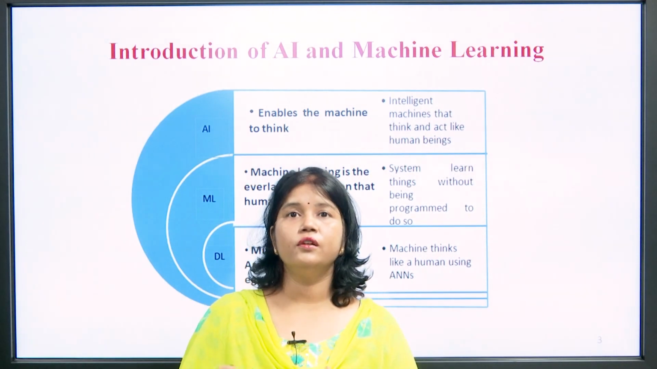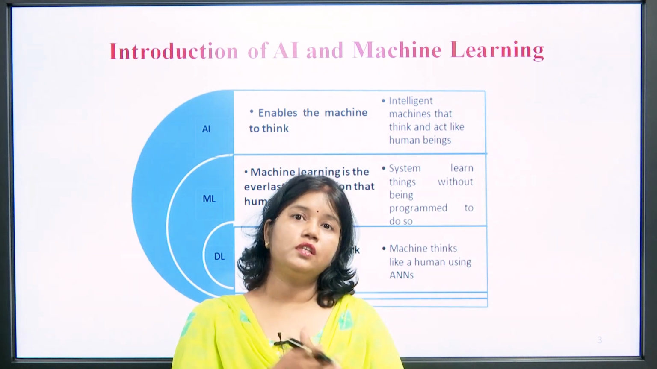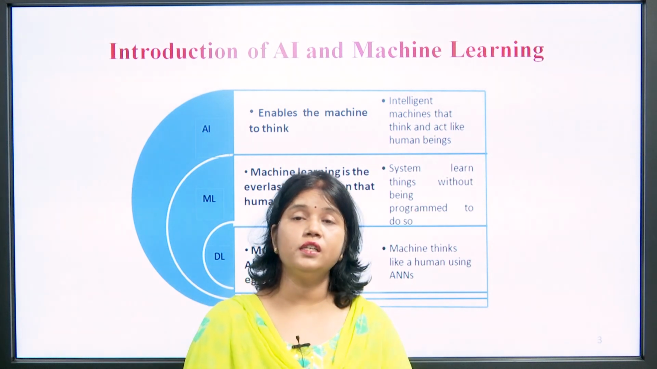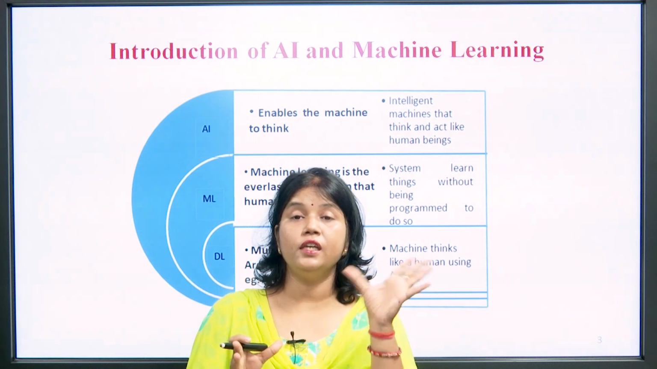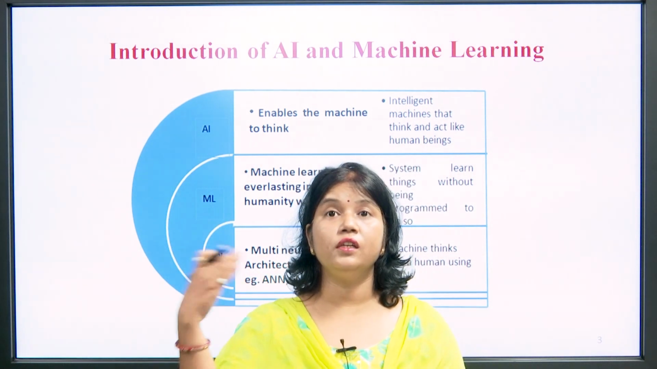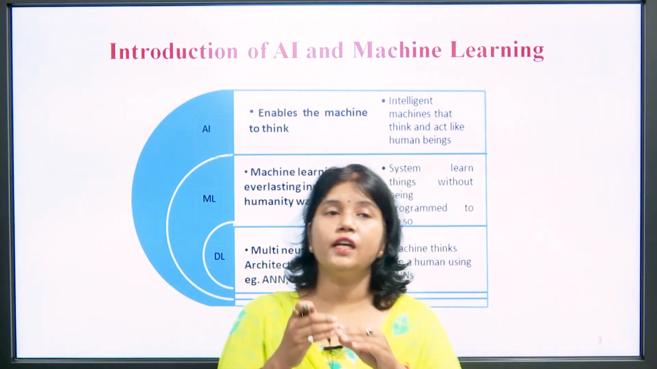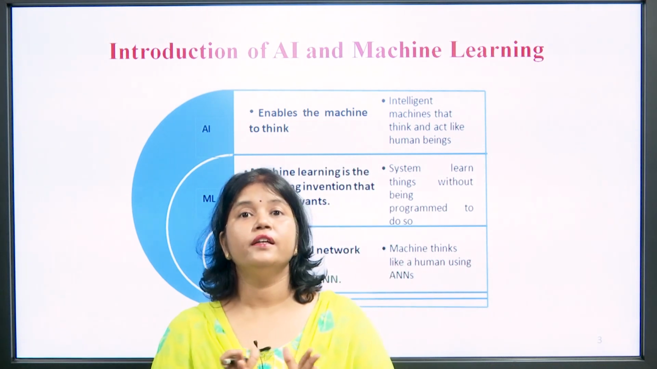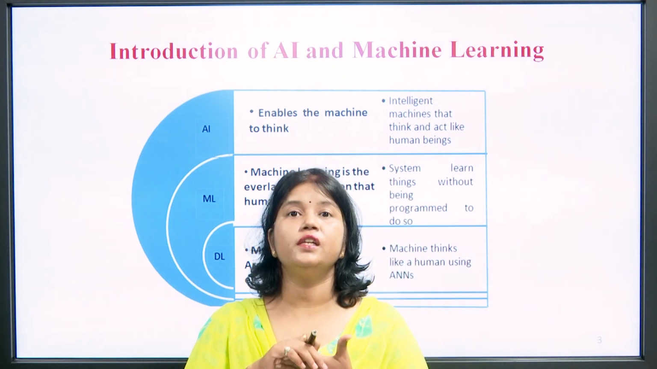Initially, just imagine what you have learned till now: what artificial intelligence is, where machine learning exists, where deep learning exists. Artificial intelligence enables the machine to think, an intelligent machine that thinks and acts like a human being. That means artificial intelligence has a wider scope, but machine learning is a subset of artificial intelligence.